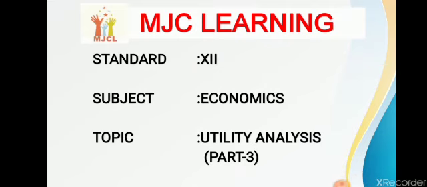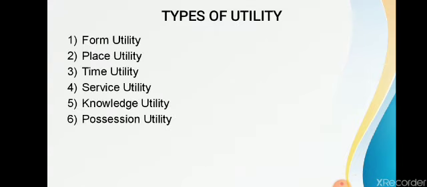Today we will learn part 3 of utility analysis. In this part we will learn about types of utility and the various concepts of utility. Basically, when we talk about utility, there are 6 types of utility. They are form utility, place utility, time utility, service utility, knowledge utility, and the last one is possession utility.